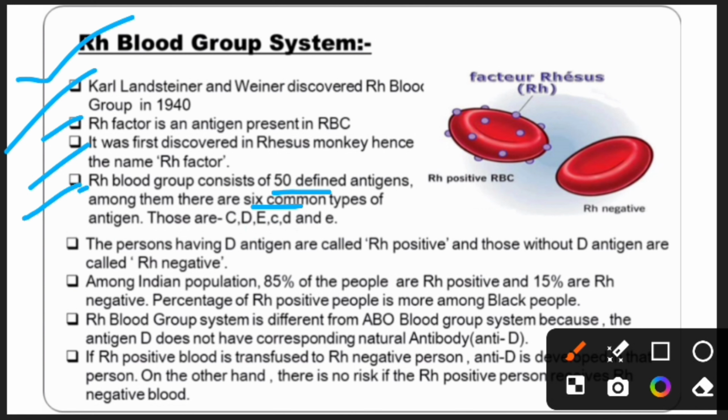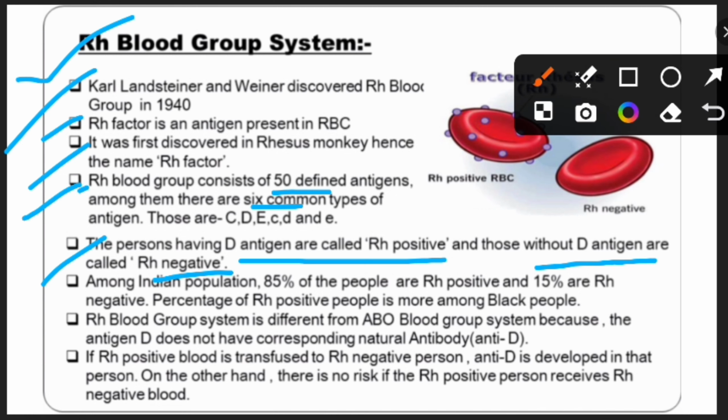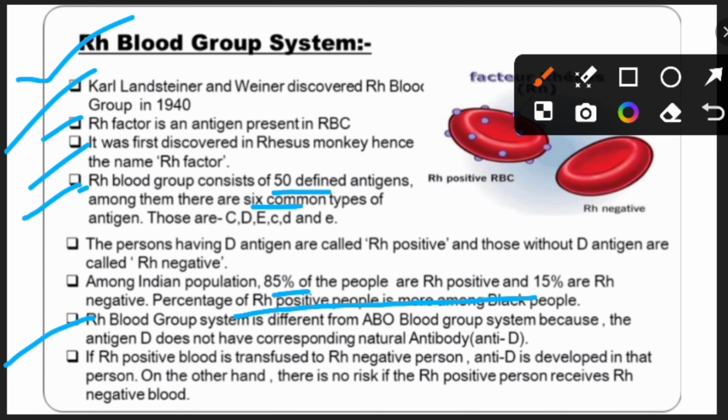In these blood groups, mainly if the person has the D antigen, they are called Rh positive. If without the D antigen, they are Rh negative. Among the Indian population, 85% of people are Rh positive and only 15% are Rh negative. The percentage of Rh positive people is higher among black people.